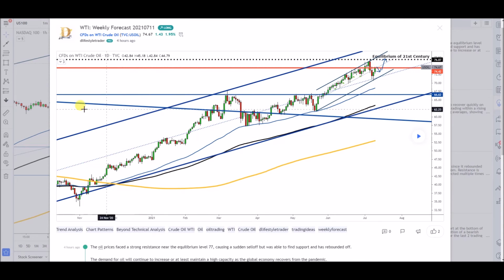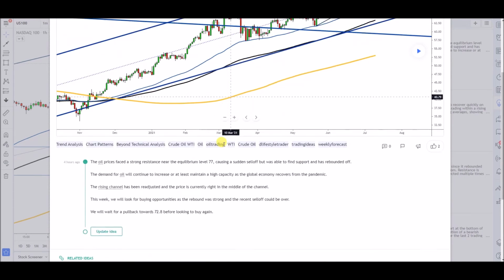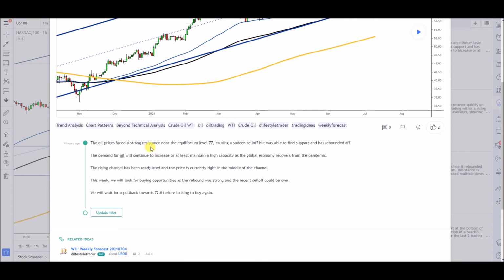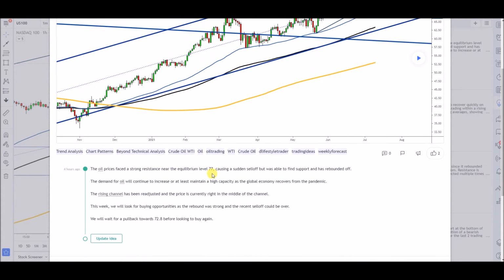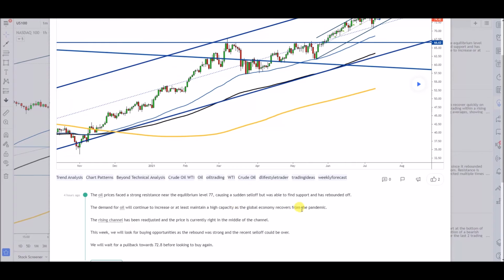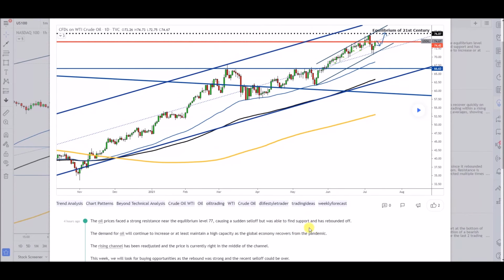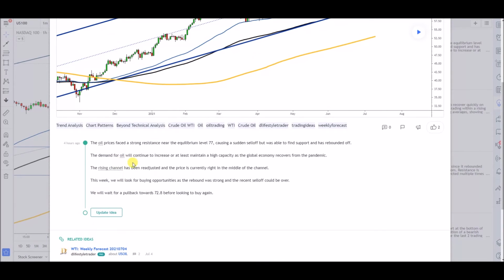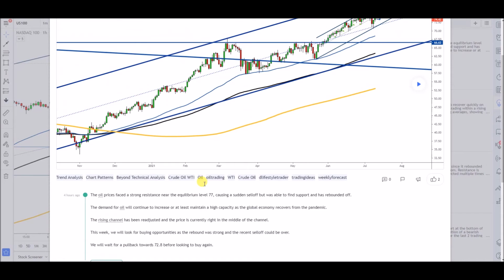Moving on, we have the WTI. The oil prices faced strong resistance near the equilibrium level of 77, causing a sudden sell-off, but it was able to find support and has rebounded. So we can see that there's a very strong sell-off right here, and then it found support at this region and has already rebounded from here. So the demand for oil will continue to increase, or at least maintain at a high capacity, as the global economy recovers from the pandemic.